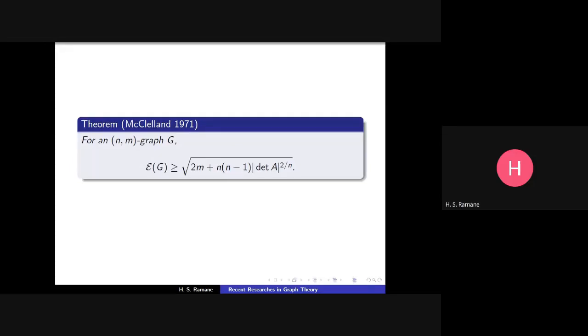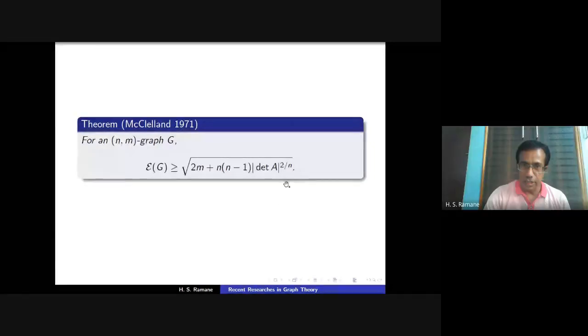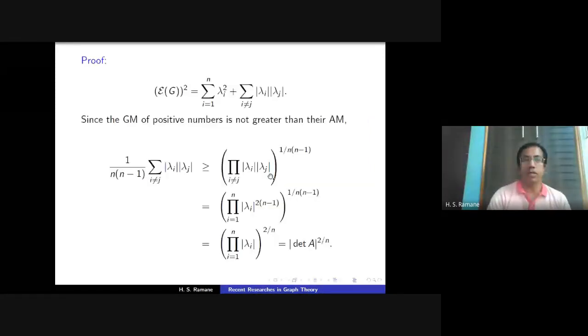Okay, so energy of G is always greater than square root of 2m plus n into n minus 1 into determinant of A to the power 2 by n, where the determinant is taken as absolute value. So again, energy of G squared, because energy of G is sum of the mod of lambda, so squaring it you will get a sum of lambda squared plus sum of lambda i into lambda j. Okay, so for this quantity, because this is 2m, we use that the geometric mean of positive numbers is always not greater than their arithmetic mean.